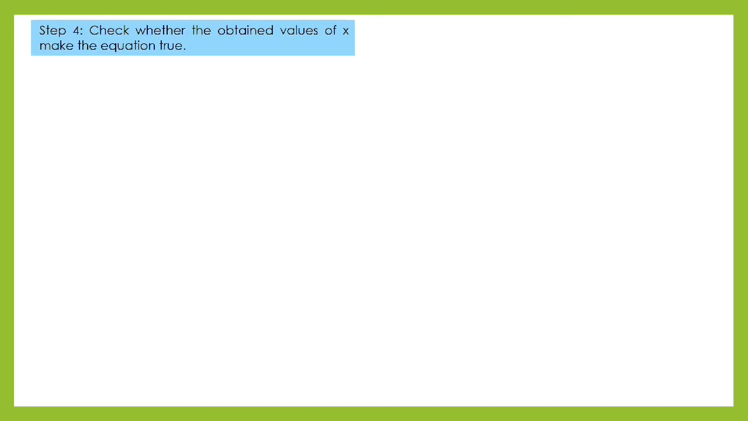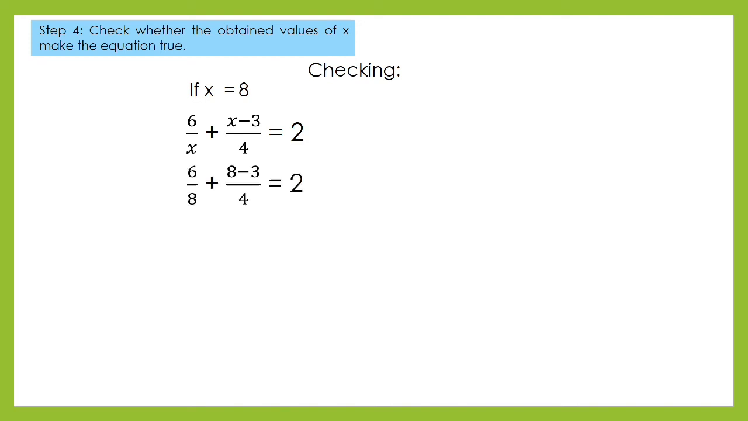Let's proceed in step 4 in solving rational algebraic equation. Check whether the obtained values of x make the equation true. This is the checking part. For the first root, which is 8, we will substitute to the original equation. Remember, always substitute to the original equation. 6 over x is 8, so we have 6 over 8. X minus 3, x is 8, so 8 minus 3 all over 4 equals 2.